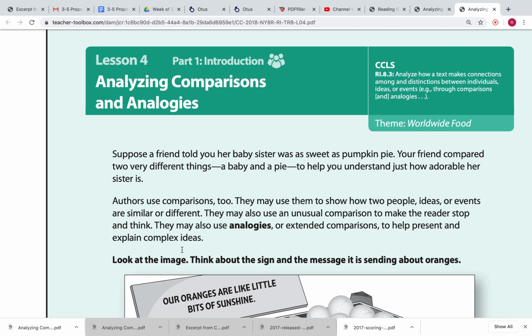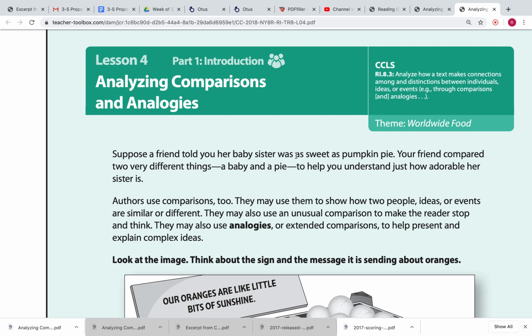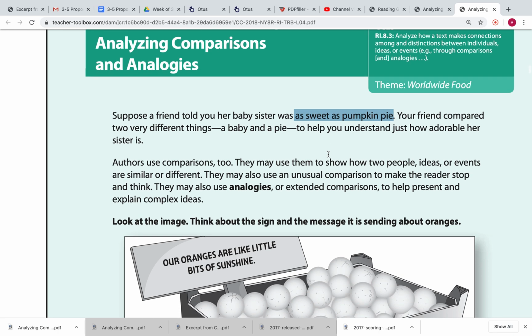Eighth grade. So today's lesson is going to be on analyzing comparisons and analogies. So let's start. Suppose a friend told you her baby sister was as sweet as pumpkin pie. Your friend compared two very different things, a baby and a pie, to help you understand just how adorable her sister is. Now, if you've already learned about figurative language, you would know that this is a simile because it uses the word "as" to compare two different things, right?